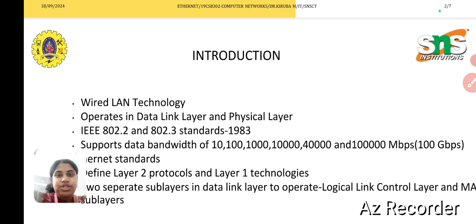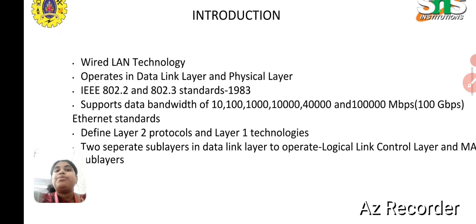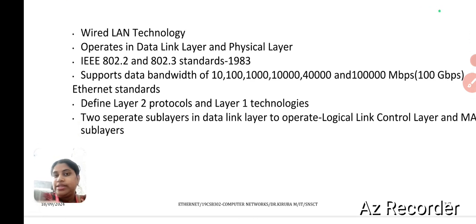The standards which Ethernet uses are the IEEE 802.2 and 802.3 standards, and it came into existence in 1983. The bandwidth supported by Ethernet is 10, 100, 1000, 10,000, 40,000 and 100 Gbps. The Ethernet standard defines the layer 2 protocols and the layer 1 technologies. There are two separate sublayers in the data link layer. One is the logical link control layer, and the other is the MAC sublayer. Ethernet is used in both.